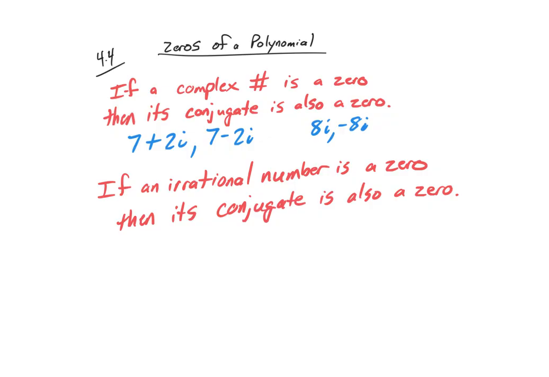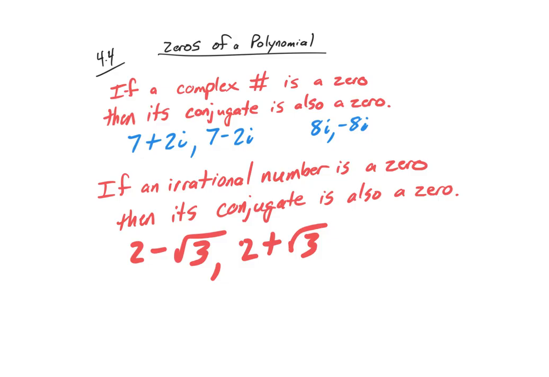Pi is a great example of an irrational number, but we typically don't see pi in college algebra, especially when we talk about zeros. So we're not going to use pi here. But what kind of irrational numbers would we see here? Well, it might be something like 2 minus radical 3. And then the conjugate of that would be 2 plus radical 3.